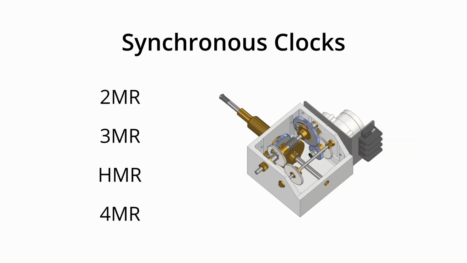Synchronous clocks include clocks such as our 2MR, 3MR, HMR, and 4MR. On synchronous clocks, the hands move smoothly at a constant speed. When looking at a synchronous clock mechanism, you can remove the cover of the enclosure and you will see ratchets and a gear transmission inside of the mechanism.